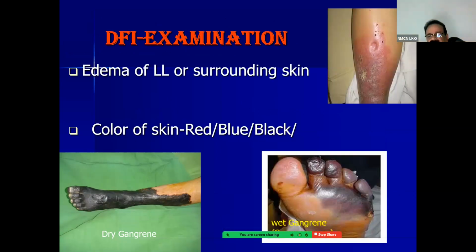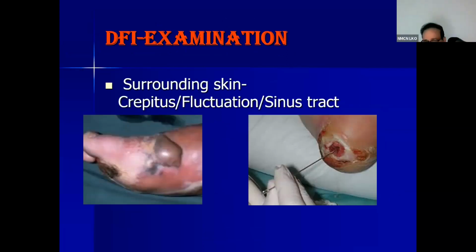Then, of course, you should look for edema around the lower part of the leg or the foot or around the ulcer. Then the color of the skin should be noted, whether red, blue, or black, which may be dry or wet gangrene. If you find this type of blister and if you touch it, there is a crepitus. That means there is a gas gangrene. This is a hallmark of it.